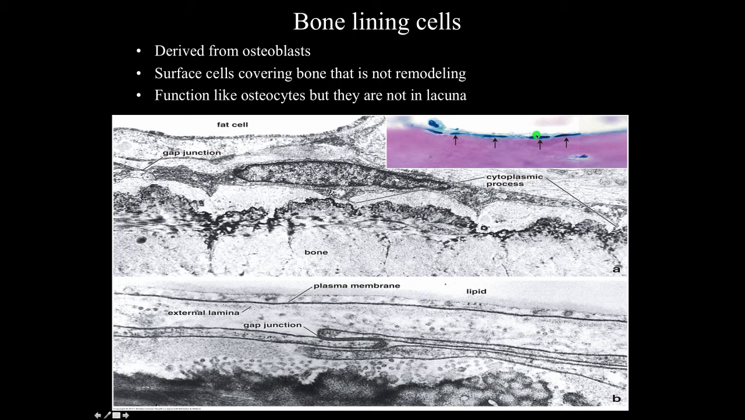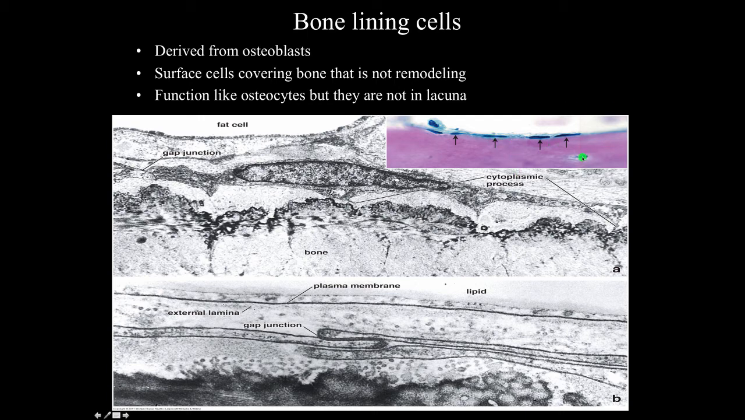Here are some bone lining cells at a histological level. These are derived from osteoblasts. These are cells that are covering the surface of bone when the bone is not remodeling itself. So these cells function like osteocytes, but they're not trapped in lacunae. They're on the cell surface.